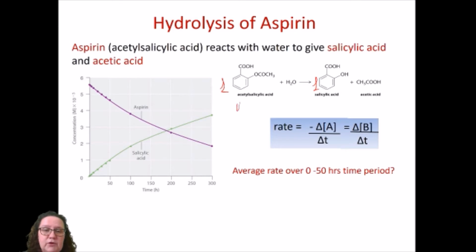So I can call this A, the reagent, the acetyl salicylic acid, and B, the product. I'm going to ask you to stop the video and calculate what would be the average rate over the first 50 hours of reaction. So what would be the average rate of this reaction during the first 50 hours? Stop the video now, please.